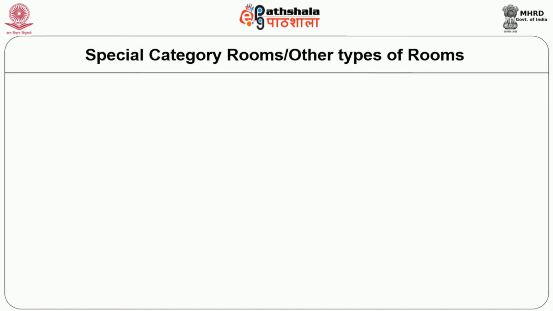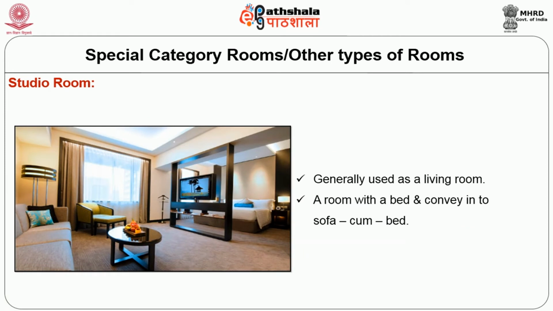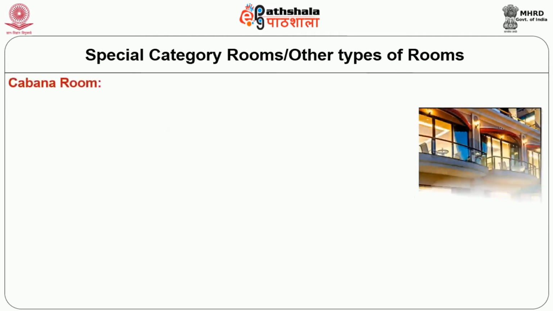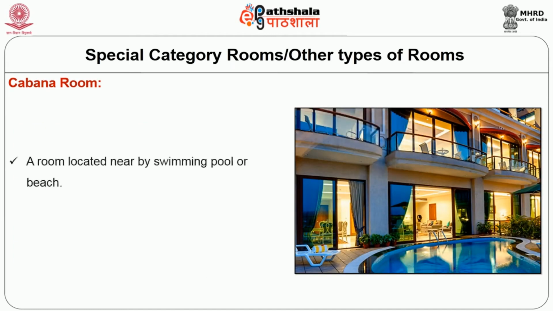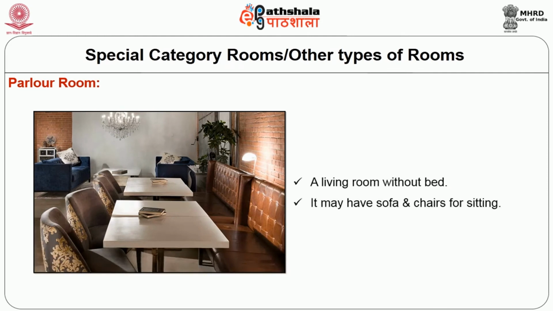Now the third category, the special category rooms, include the studio rooms, which are generally used as a living room with a bed, and converted into a sofa cum bed later. The cabana room indicates the rooms that are located near a swimming pool or beach. Mostly these are used as changing rooms but not as living rooms. The parlor room refers to a living room without a bed. It may have sofas and chairs for sitting.